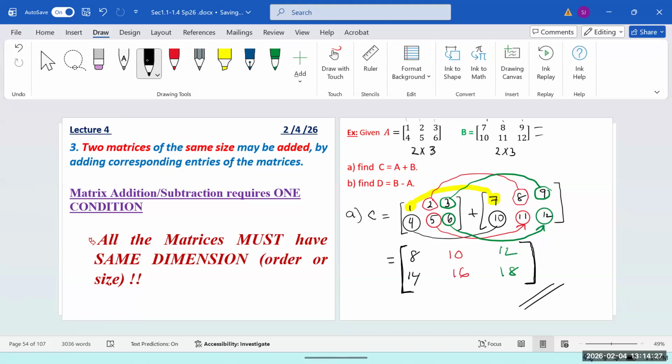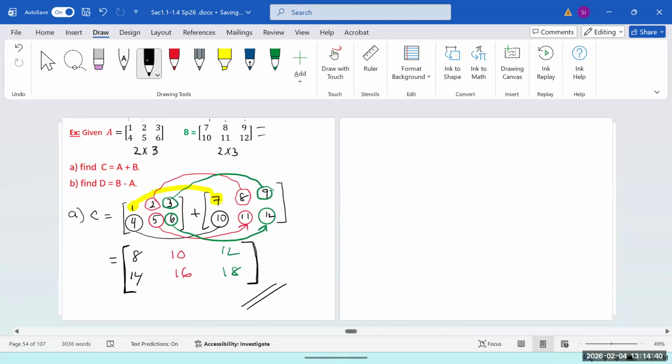That was easy, right? Not too hard. Now, who would like to try B? You're subtracting A from B. So letter B. Christelle, go ahead.